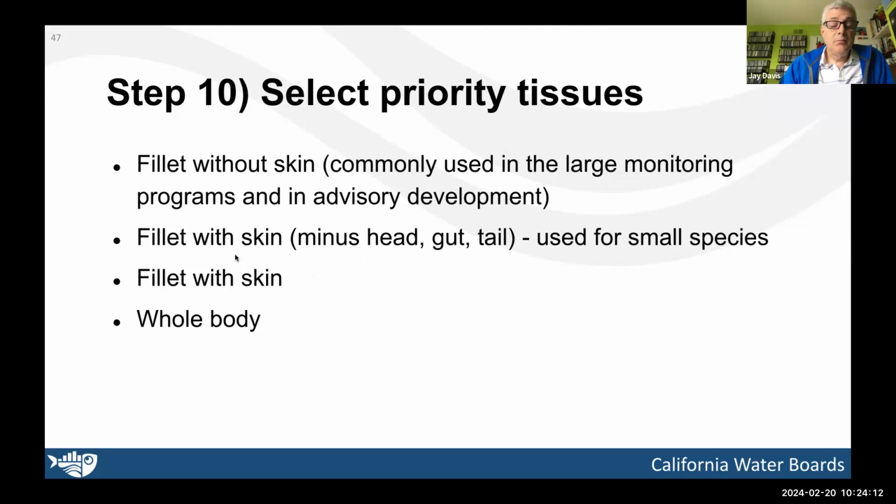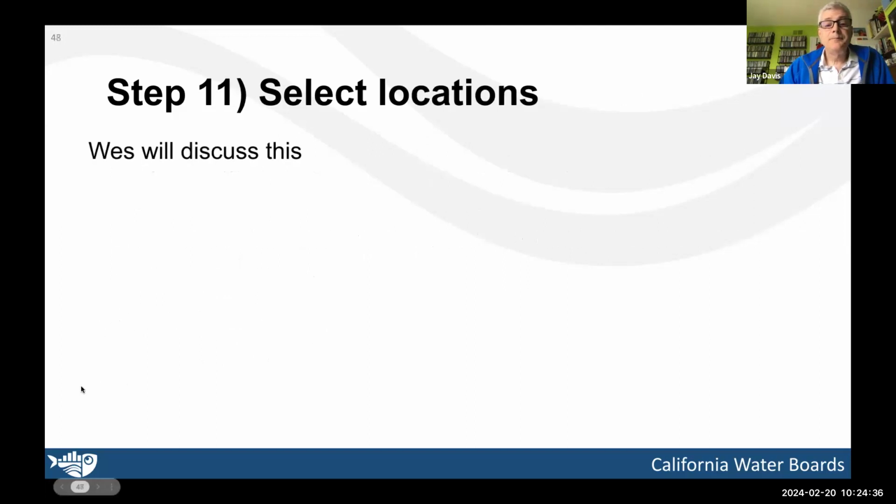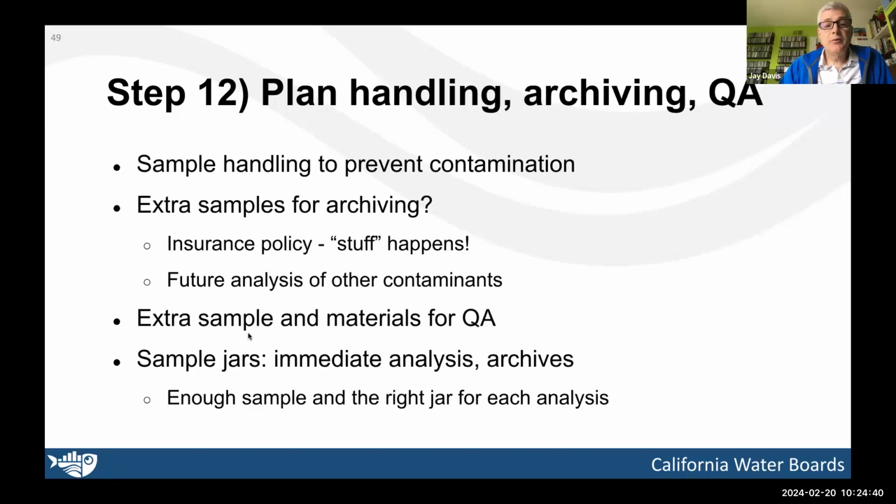But community members may eat fish with fillets with skin on, or even whole bodies. So this is where it's up to the community what their priorities are, what the most common methods of consumption are, and how they want to characterize that. In the realignment work in San Diego, the stakeholders wanted whole body analysis, so that's what we did there. So locations, Wes is going to discuss.